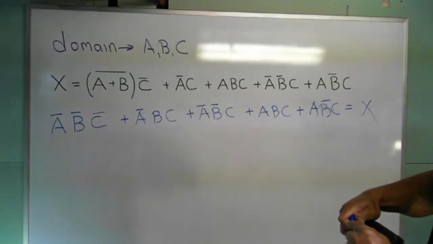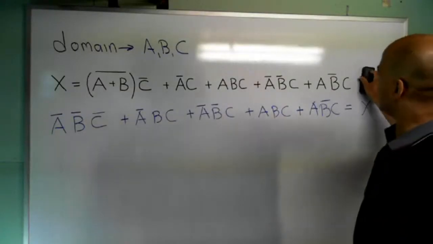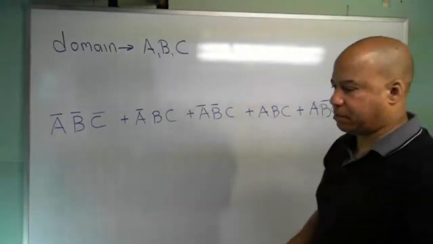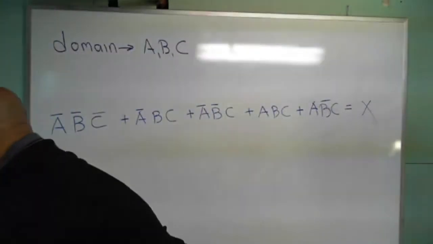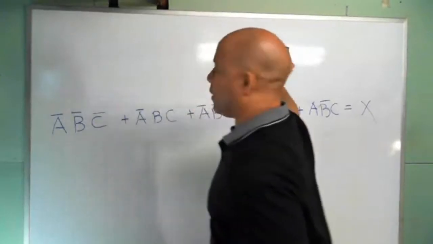Next thing you want to do is write the binary value of each term. We erase this. So write the binary value of each term. Zero, zero, zero. I think I want to raise this up a little bit. So go ahead and write the binary value of each term and then build your truth table.